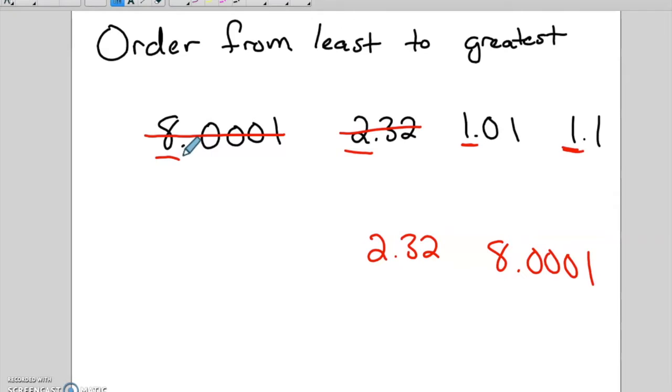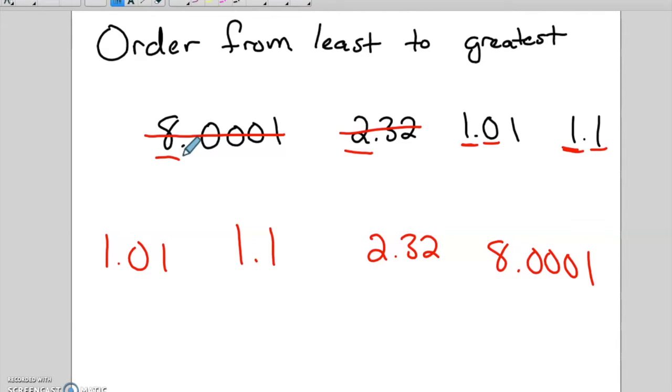We go to the next digit to the right, which is the tenths. That's 0 tenths. That's 1 tenth. Well, 0 is smaller, so this is my smallest number. And then 1 is bigger. That's the next biggest. Okay?